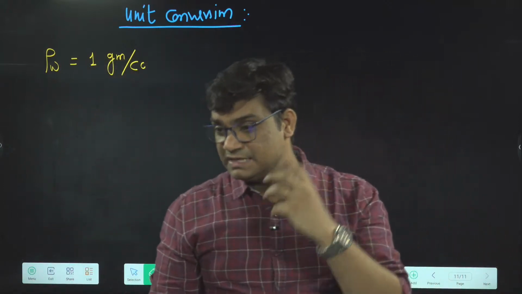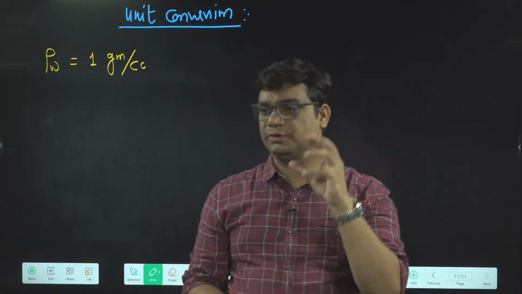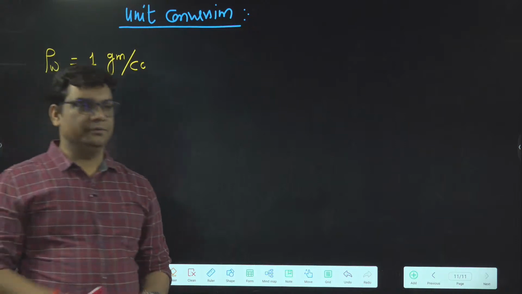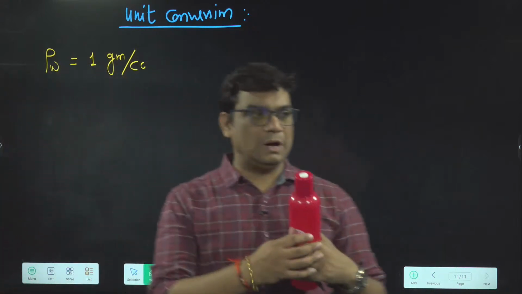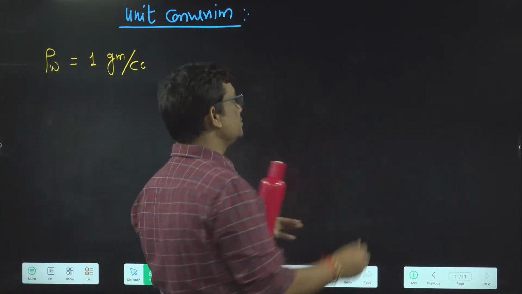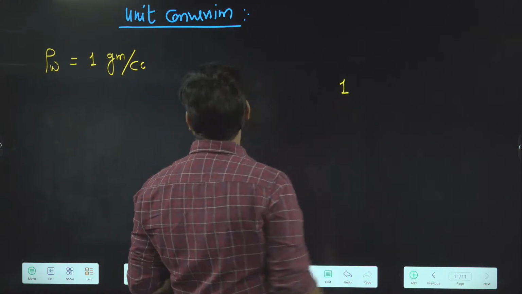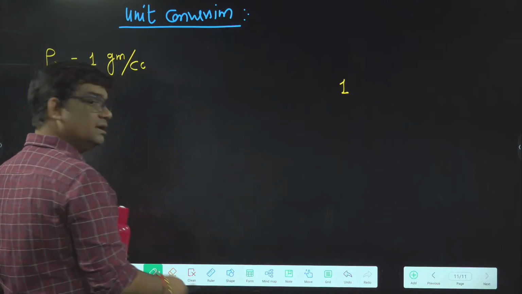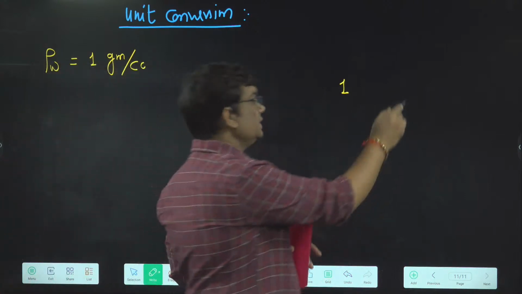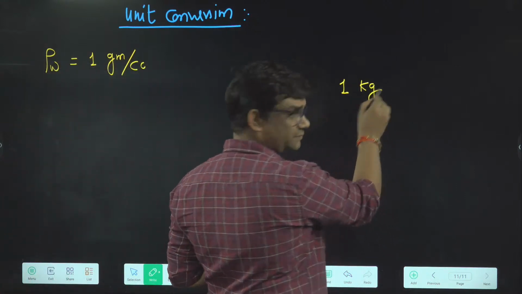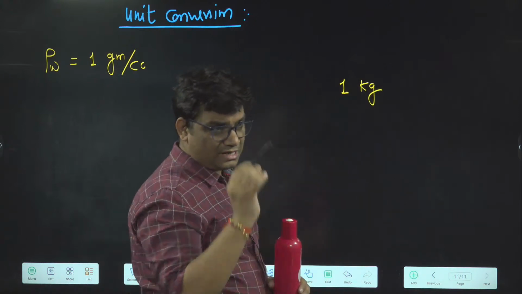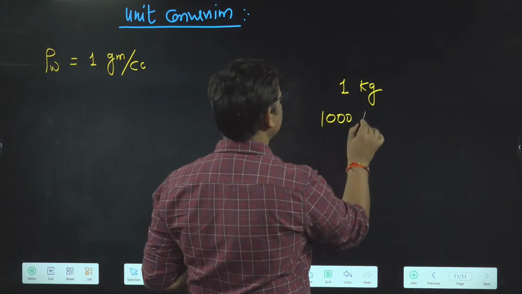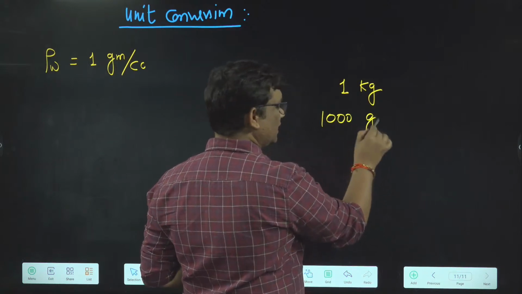Basically, if I say that the weight of this bottle right now is 1, is this meaningful here? You will say it should be 1 kg. Yes, you have to tell the unit. Someone can say this is 1000 kg also. I mean, 1000 gram, I can say.